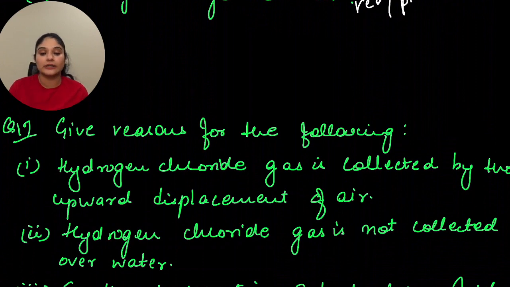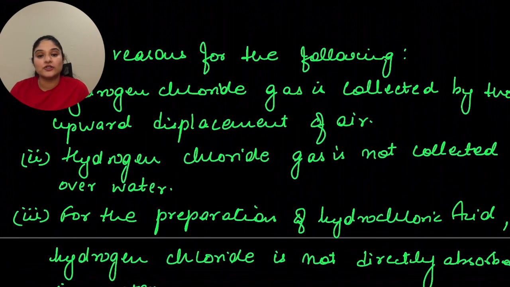That is because it is heavier than air, so it is easily able to displace air and push it out. And the second would be that it is highly soluble in water, so it cannot be collected over water. Therefore, it is collected by upward displacement of air. The next is hydrogen chloride gas is not collected over water. That is because it is highly or extremely soluble in water.